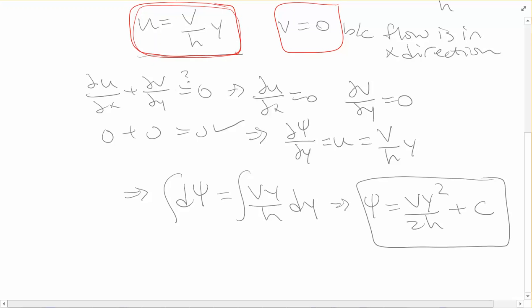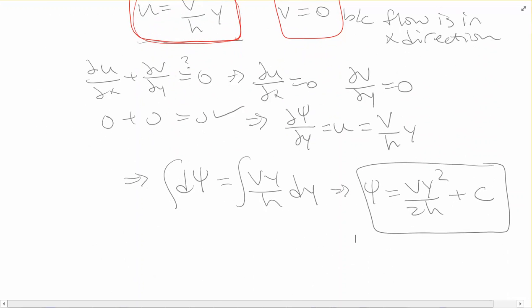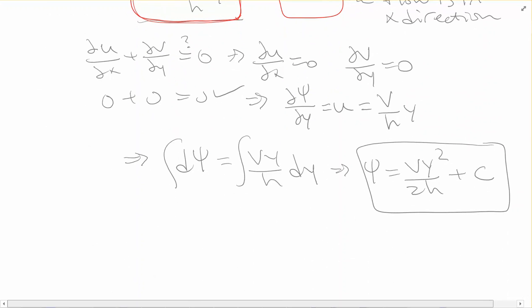We found that. And now we want to know if we have a velocity potential. So in order to have a velocity potential, we need to have the curl of the velocity vector equal to 0. And remember, the curl of the velocity vector tells us about rotation. So if the curl equals 0, that means we have irrotational flow. And we can only have a velocity potential if we have irrotational flow. So let's check this out.